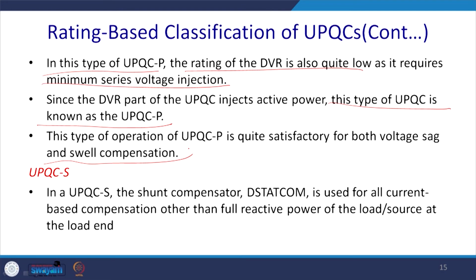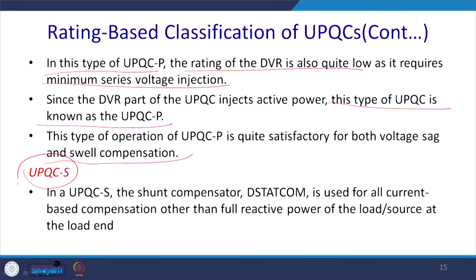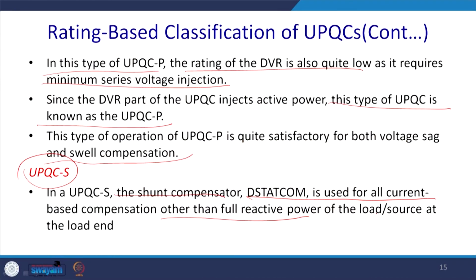But it is poor when you have a problem related to poor power factor. There UPQC-Q always performs better, and thus there is a middleman in the road, that is the UPQC-S, that is based on the KVA rating, and it has flexibility, we can inject any voltage. In case of the UPQC-S, the shunt compensator D STATCOM is used for all current based compensation other than the full reactive power of the load or the source end.